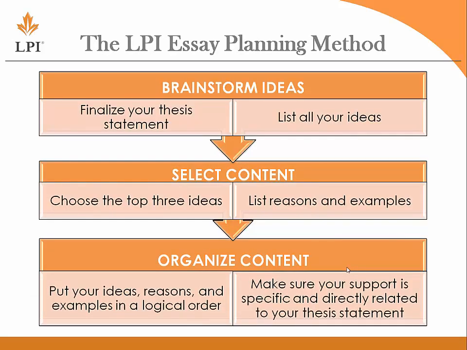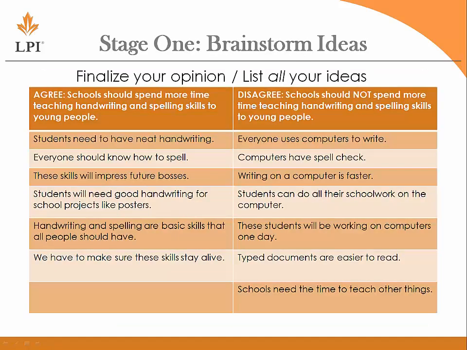All right, so now let's go back to the planning method and work through it with our sample topic. Stage one is brainstorming ideas. So, if you aren't familiar with this term, brainstorming means to just think of as many ideas as you can. Write them all down, no matter how good or bad you think they are at the moment. Just keep thinking and keep writing because you want to produce as many ideas as you can.